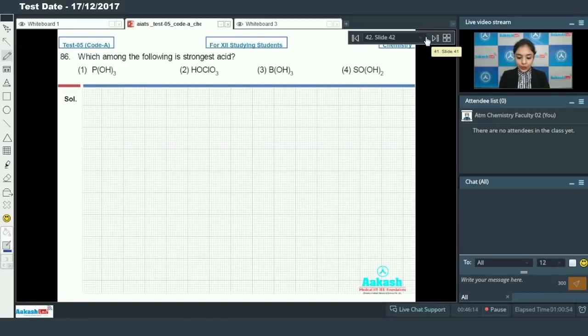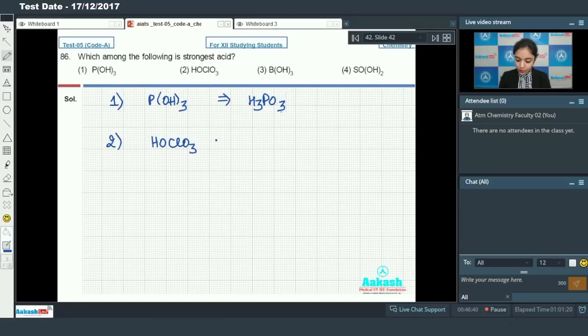Question number 86, which says that which among the following is the strongest acid. So first we have POH3, so I can write it like this, H3PO3. Fine. Now in the second case we have OHClO3, which is HClO4.